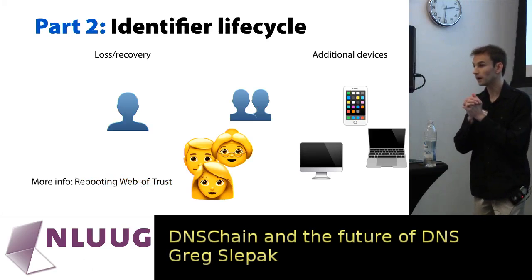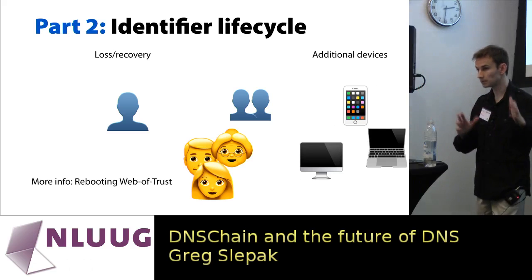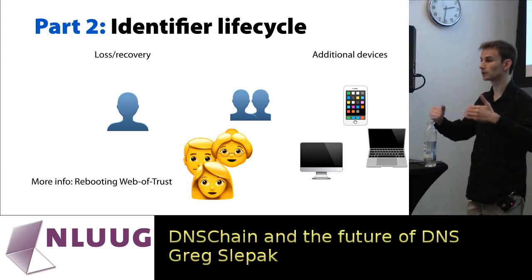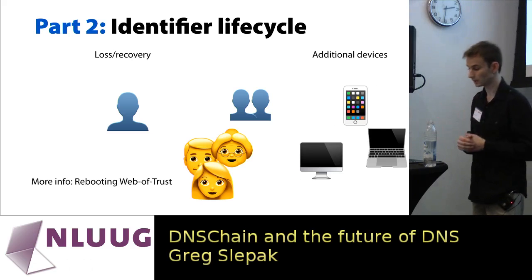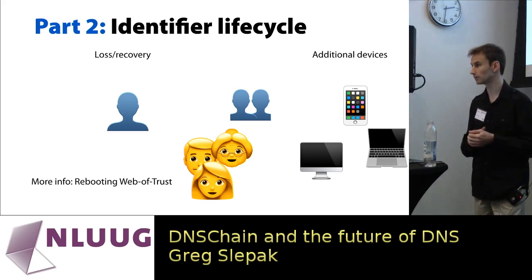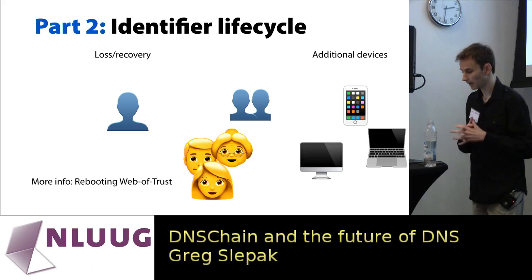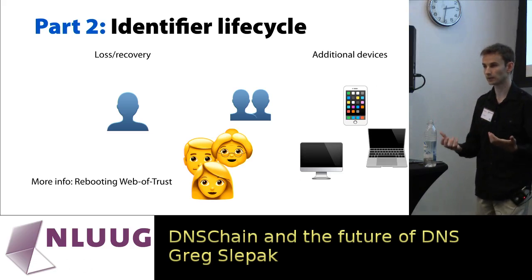So part two, the second aspect of DPKI doesn't have to do with namespaces. It has to do with the life cycle of identifiers within those namespaces and the public keys that are associated with them. So like, what do you do if you lose your phone or you lose a key and need to recover it? How do you recover from that situation in a decentralized way?